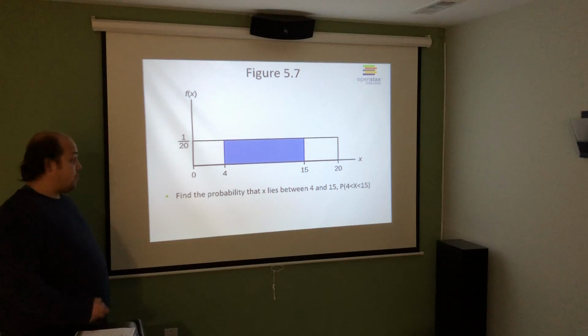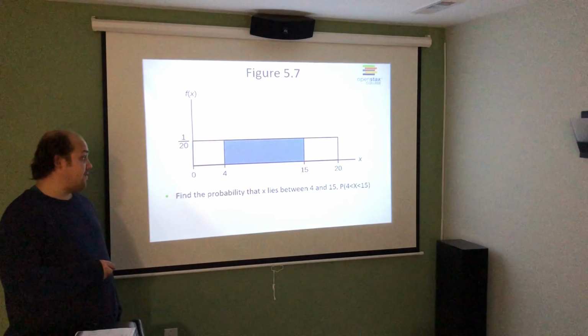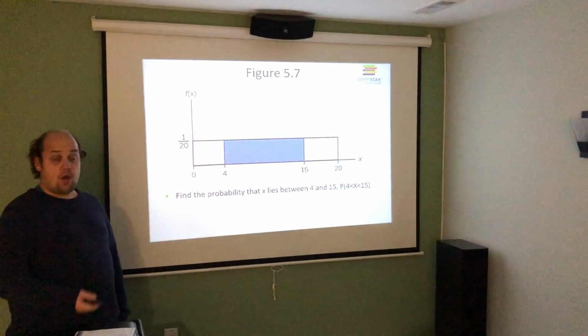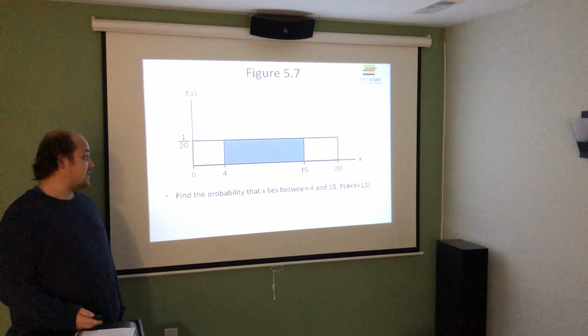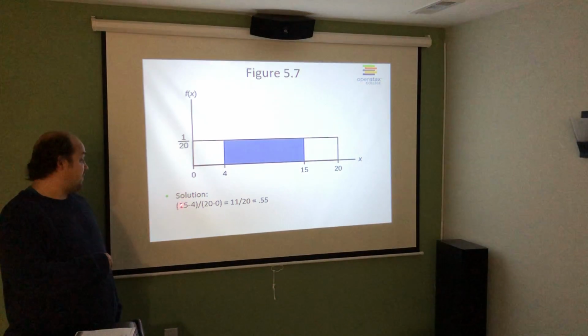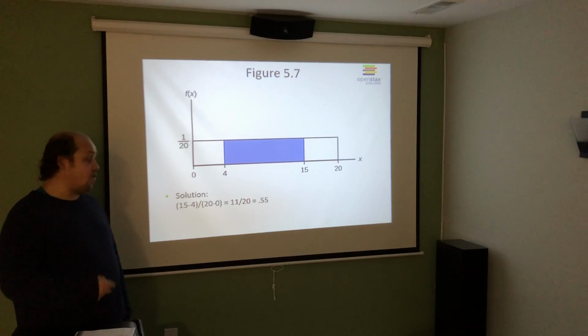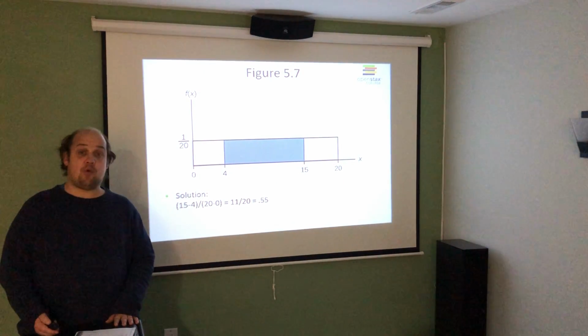If I wanted to find the probability we were between 4 and 15, the math stays the same. On top, end of the shaded area 15, minus start of the shaded area 4. On bottom, end of the box 20, minus start of the box 0. So this becomes 15 minus 4 over 20 minus 0, which is just 11 over 20. If I put it in my calculator to get it as a decimal, it would tell me 0.55.